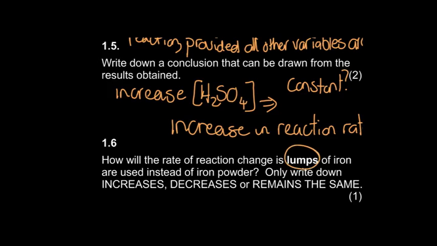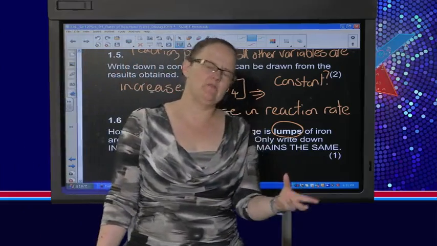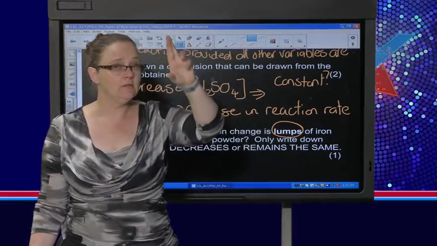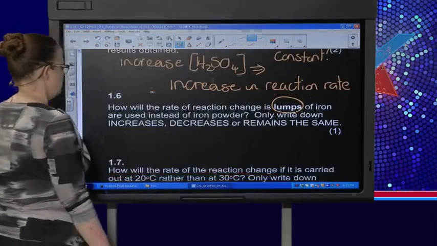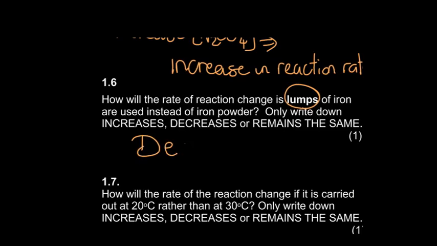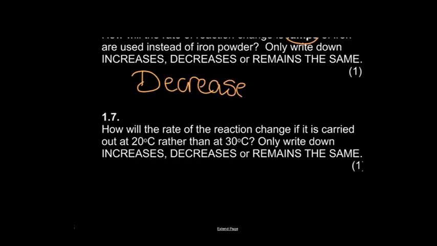Now, how will the reaction rate change if lumps of iron are used instead of iron powder? Well, if lumps are used instead of powder, we're making the state of division bigger. Okay, bigger pieces, smaller rate. That means my answer here is decrease. Oh, look at that. That was nice and easy. How will the rate of reaction change if it is carried out at 20 degrees rather than 30 degrees? Lower temperature, smaller rate. That means it will also, oh, good, decrease.